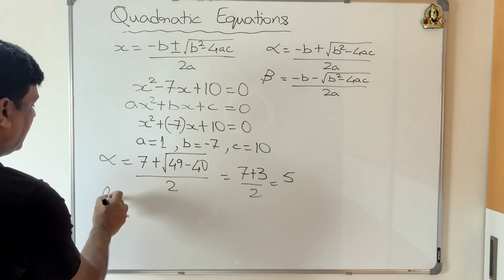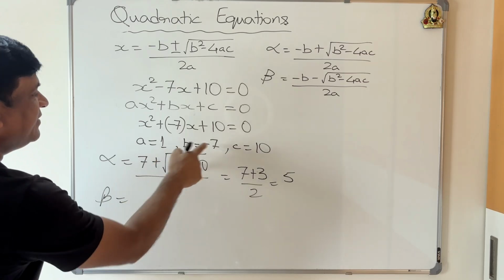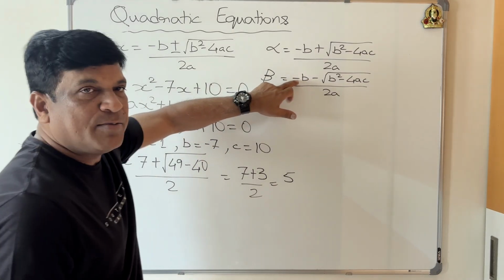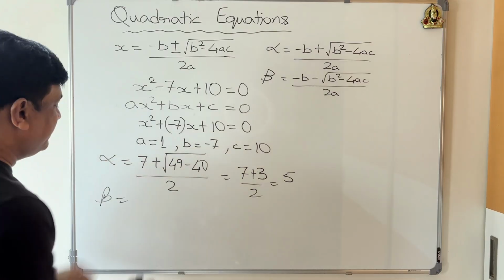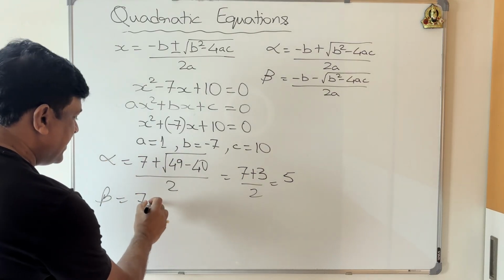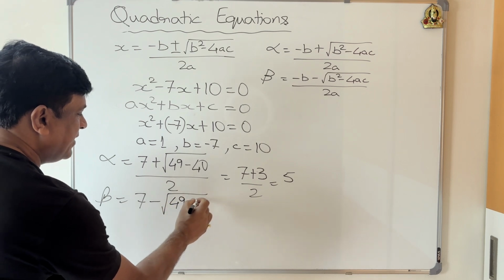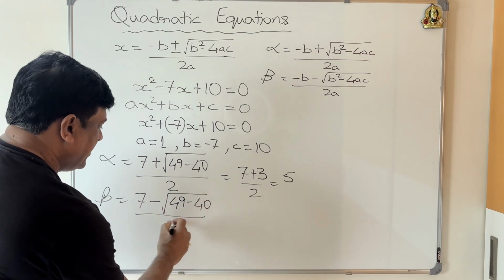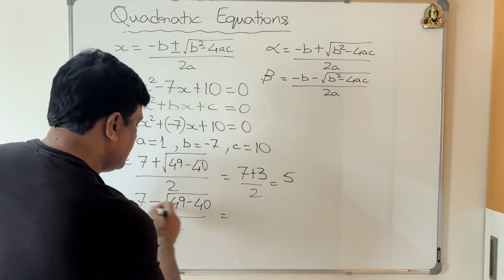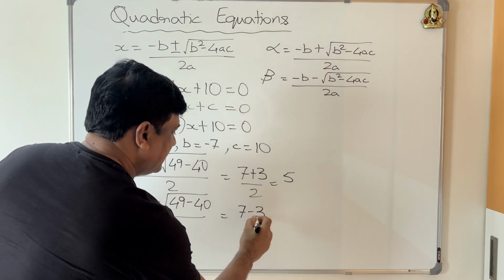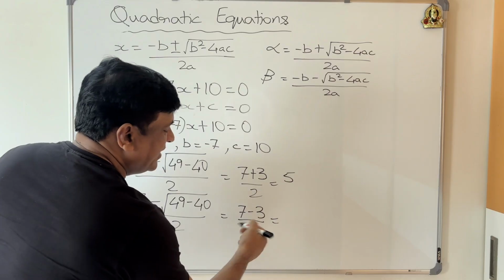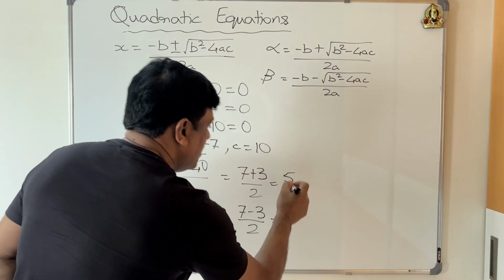Now let's calculate the value of beta. What is beta? It is again minus b. So minus of minus 7 will become plus 7. Minus again the same thing, root of b square minus 4ac, which is 49 minus 40, divided by 2. So what do you get over here? You get 7 minus 3 divided by 2, which is 4 divided by 2, which is 2. Look at it.